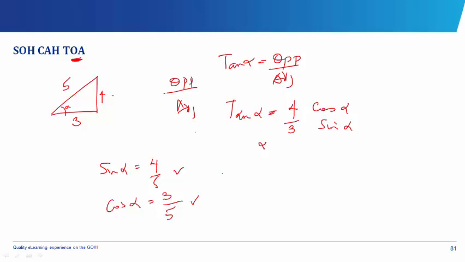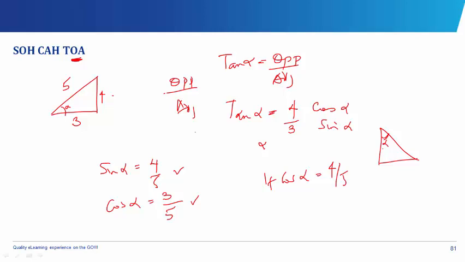Okay, so our first example goes this way. If cos alpha equals 4 over 5, find sine alpha and tan alpha. So let's draw a triangle and let's call this angle alpha.